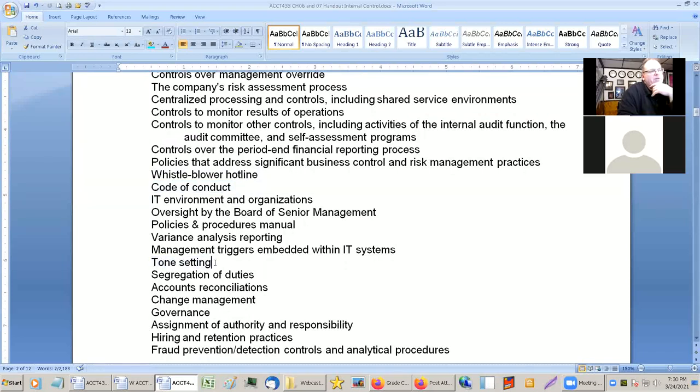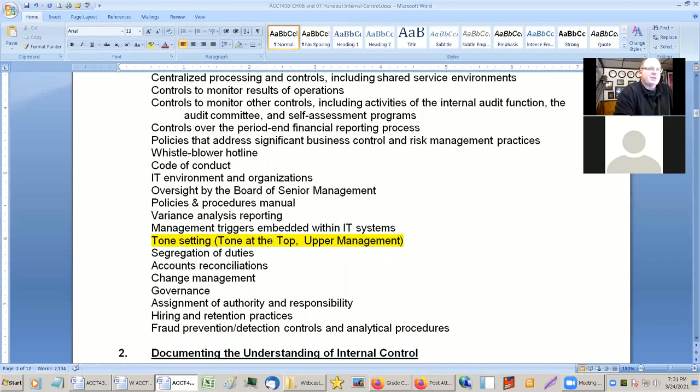But anyway, go through these. Tone setting, this is actually a big one. The tone at the top, you'll hear that. You'll see that all the time. What that means is, this is usually for upper management. If upper management is ethical and doing what they should be doing, it kind of sets it for the whole business. Whatever upper management especially thinks is important, other people tend to follow.